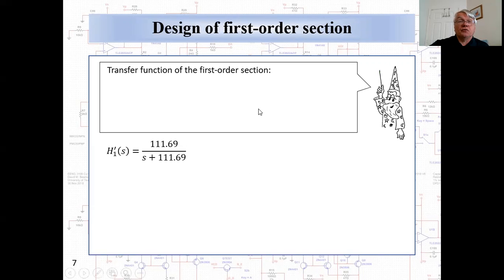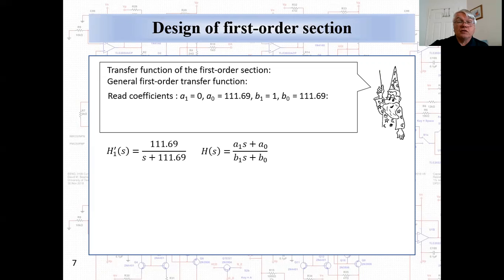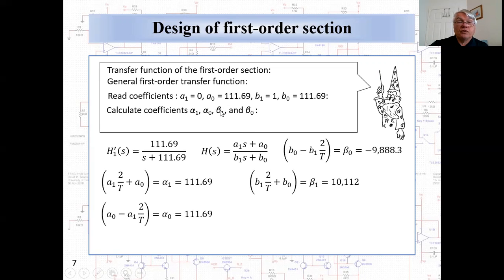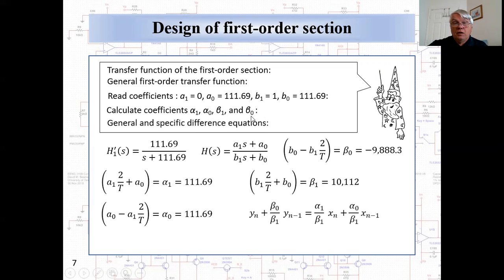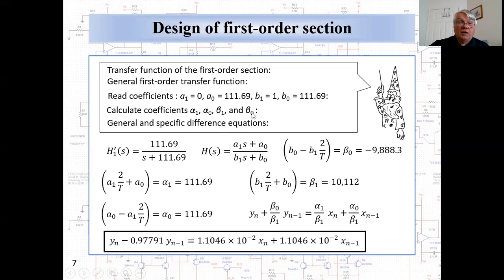So here's the design of the first order section. Here is the transfer function of that first order section. Here is the general first order transfer function. And we can read the coefficients of the general first order transfer function from the specific transfer function. And now we calculate the coefficients alpha 1, alpha 0, beta 1, and beta 0 from relationships which were developed previously and are reproduced here. Here is the general first order difference equation. And here it is with numerical values. So we've got the first order section designed already.